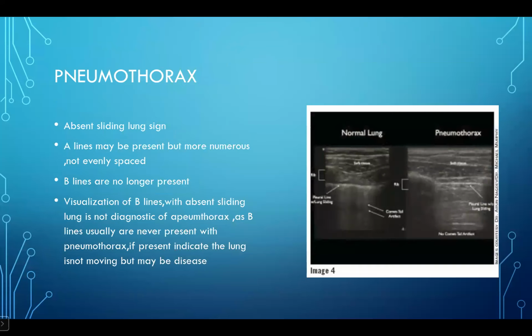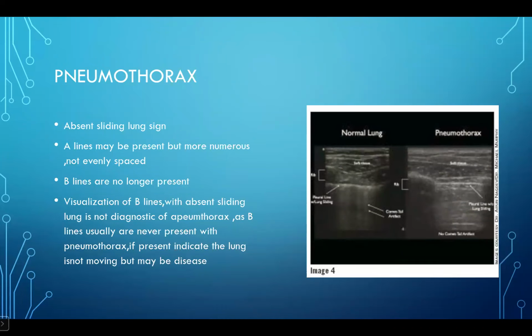so a traumatic patient is considered to have pneumothorax by FAST scan if there is an absent lung sliding sign. The pleural line is still present, but it's not moving with respiration. The A lines may be present, but more numerous and not equally spaced. The B lines are no longer present.